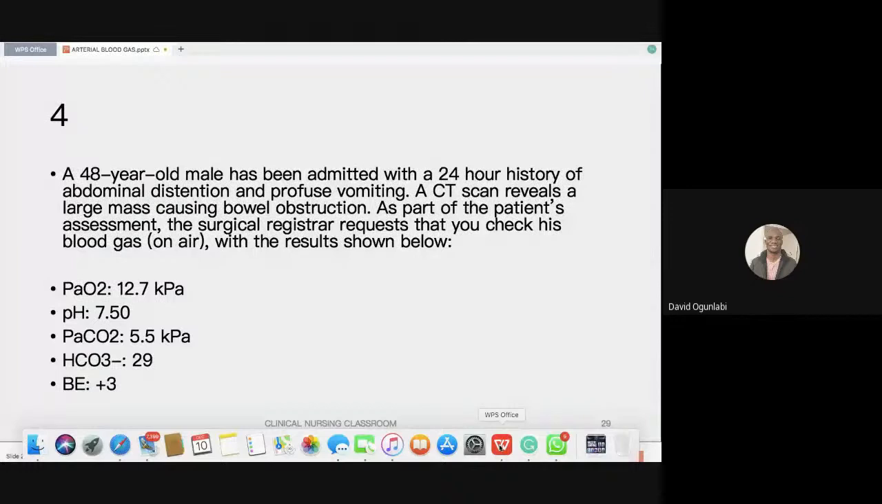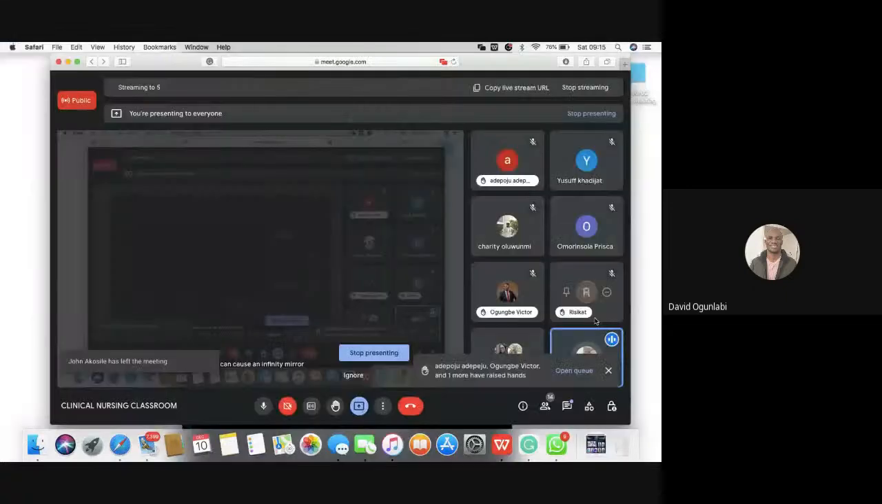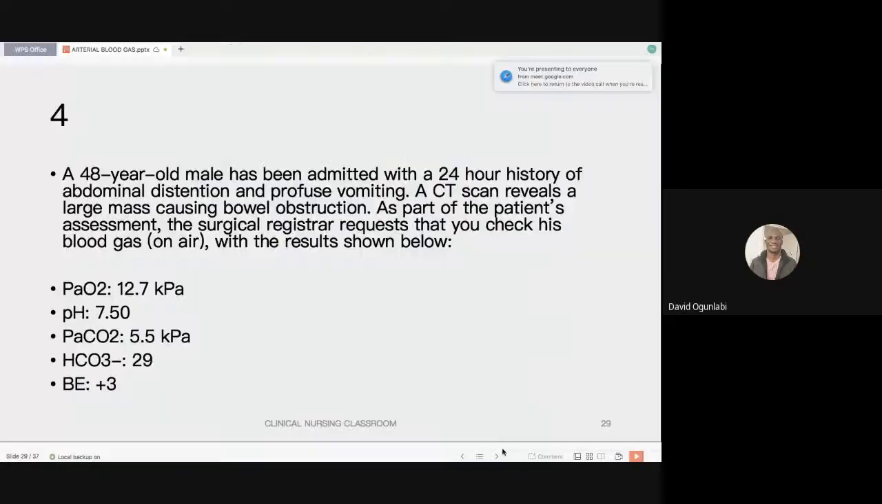Now, let's go to our question. Ogungbe Victor, are you there? Help us analyze. Our pH is 7.50, which shows that the blood is alkalosis, because it's more than 7.45.